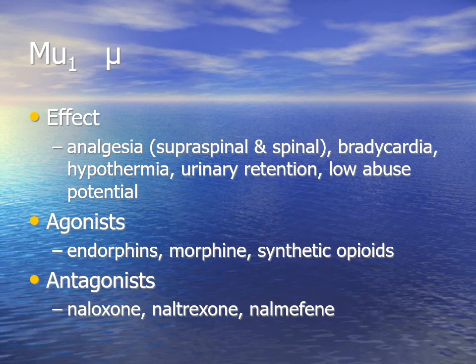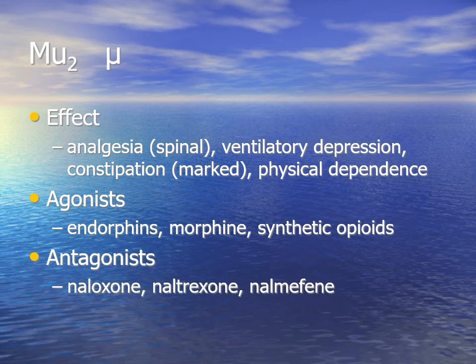mu2 also produces analgesia, only in the spinal area; it has no supraspinal effect. It also causes, in addition to analgesia, ventilatory depression, constipation, and physical dependence. So ideally, the ideal opioid would agonize only mu1 and not mu2. We haven't found that yet. The receptors are too intermingled, too similar; we can't get that specificity just yet.